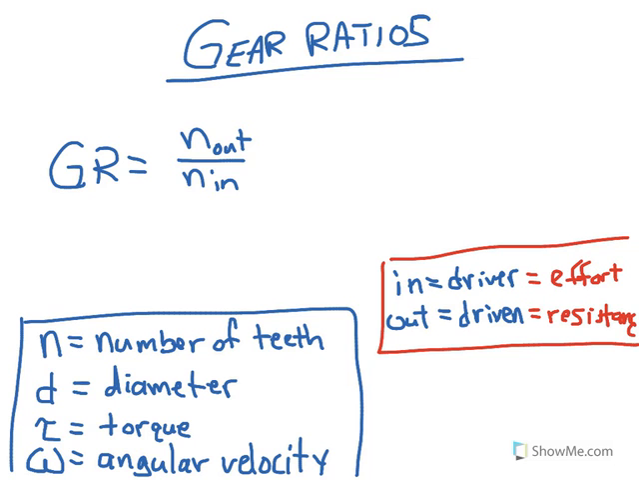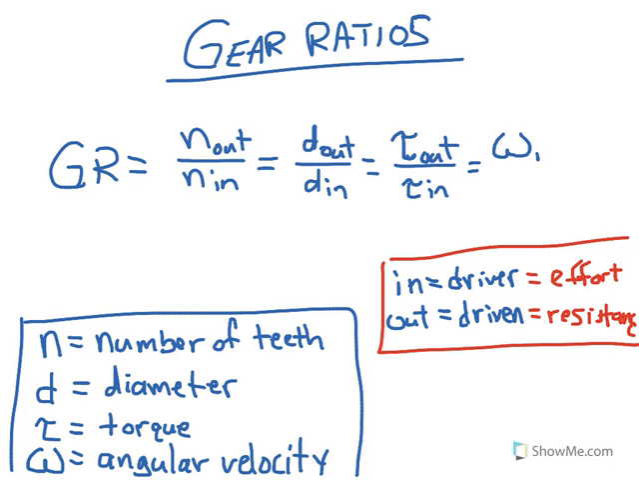So number of teeth going out divided by number of teeth in, which in turn is equal to the diameter of the out divided by the diameter of the in, which in turn is equal to the torque, tau, on the out divided by the torque coming in, which in turn is equal to, now this last one's a little bit different, the angular velocity. This one is the opposite of the rest of these: angular velocity of in over angular velocity of out.